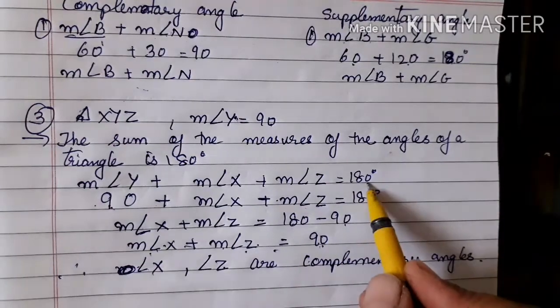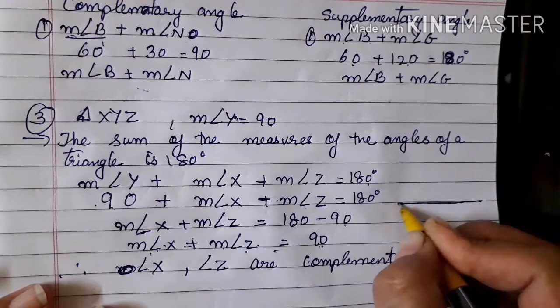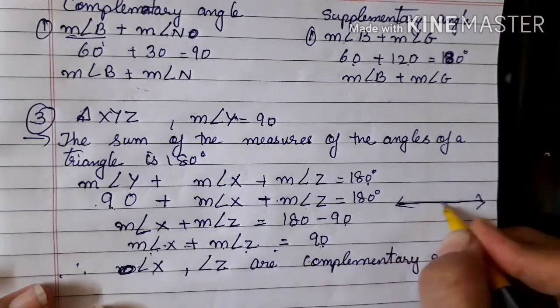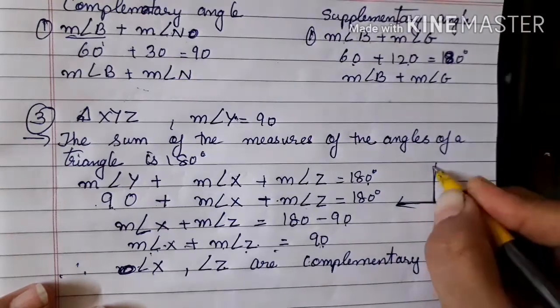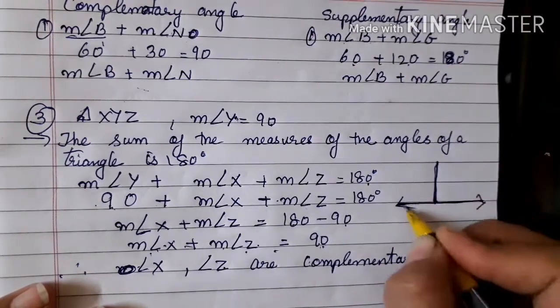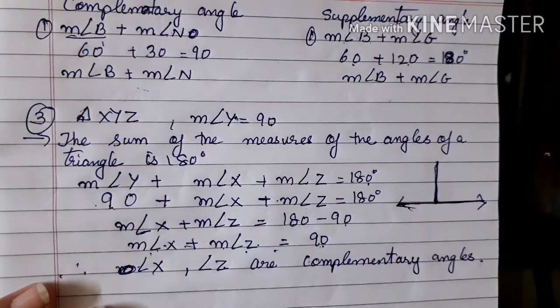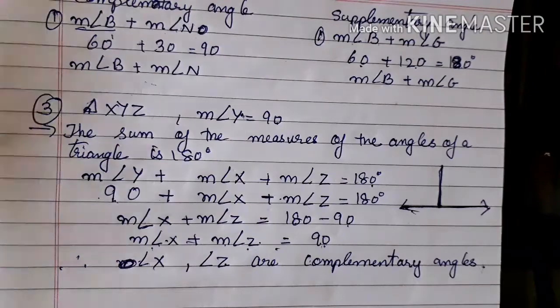Why did we take 180? Because an angle will form 180 degrees at the maximum. This is a 180 degree angle and half of it is going to be 90 degrees. That is why we are taking complementary and supplementary. Okay, so in this way you all have to solve question number 3. Now moving towards question number 4.